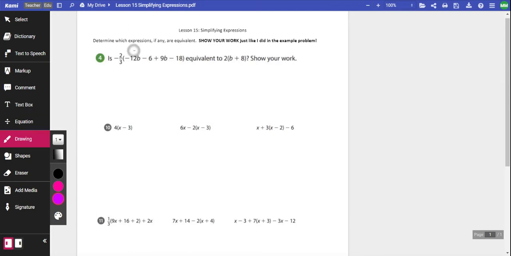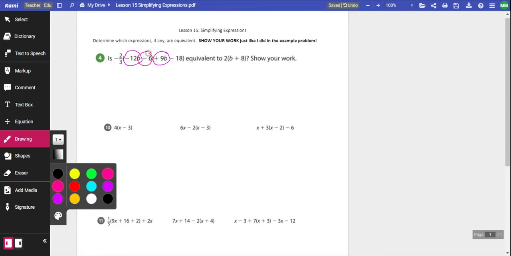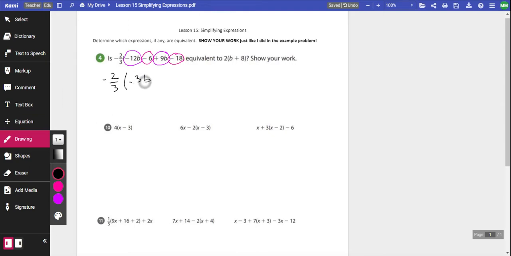So I have some B's and some more B's. And then I have some constants and some more constants. So I still have this negative 2/3. Then I still have the parentheses. I haven't done distributive property. Negative 12 plus 9 is negative 3. And then negative 6 plus negative 18 would be negative 24.